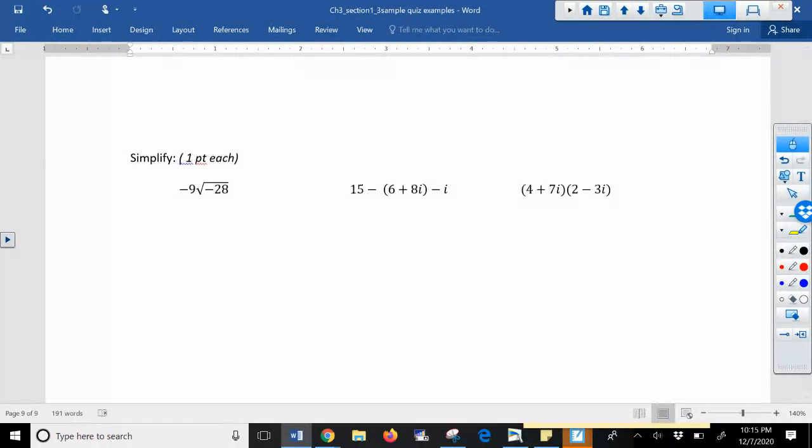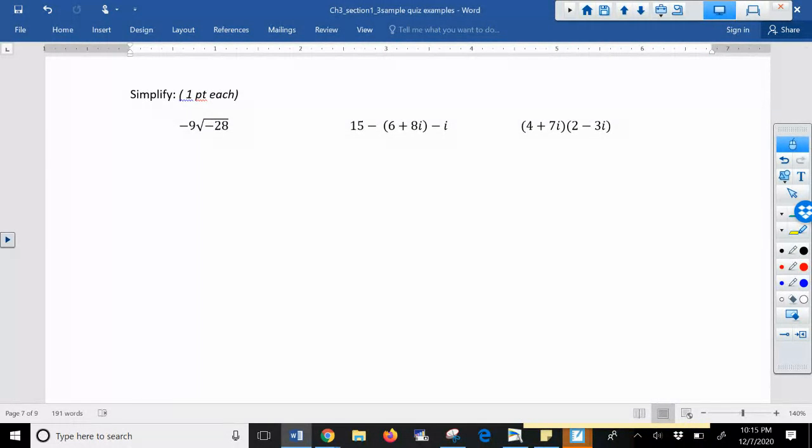So please try these 3 problems, which are very similar. Pause the video and see if you can get these answers.